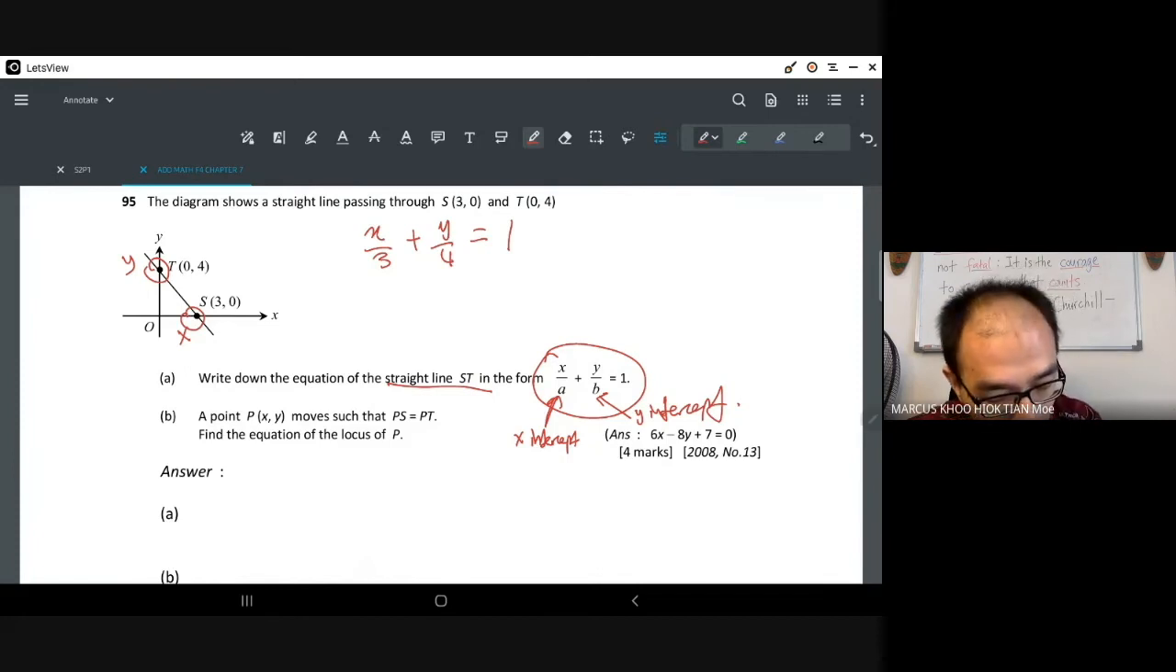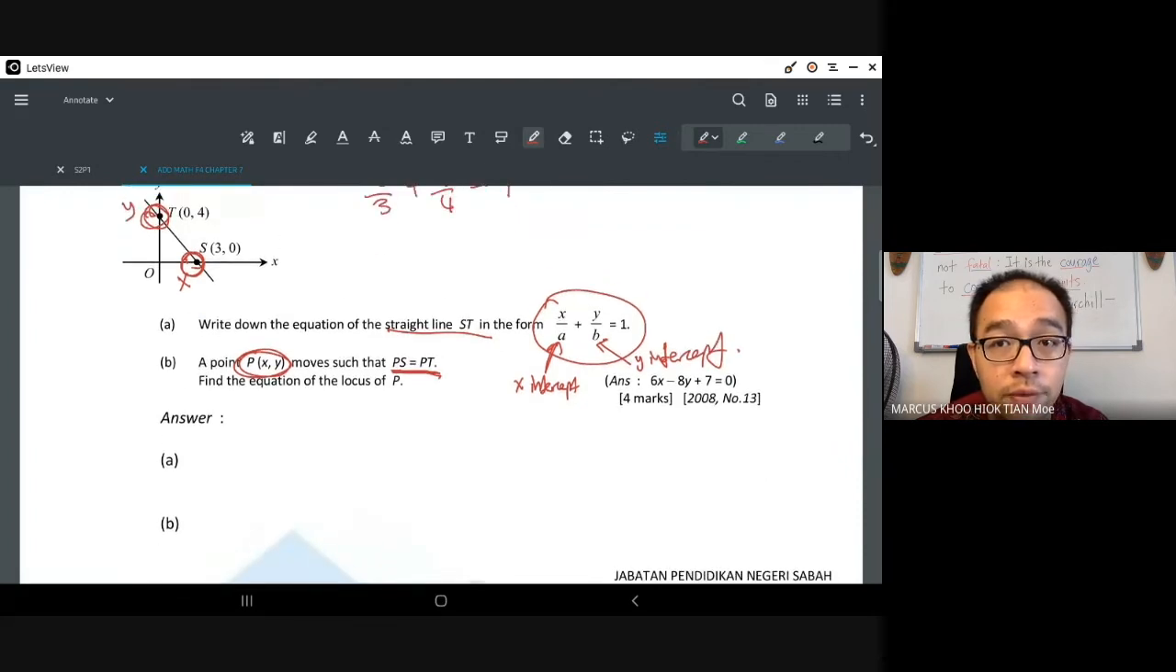Now, a point P(x, y) moves such that PS equals to PT. Okay, so same distance. Same distance, 2 fixed points, 1 moving point. Dia punya jarak adalah sama. Okay, find the equation of the locus. Okay, so PS equals to PT bahkan. Jom kita cari PS dulu.